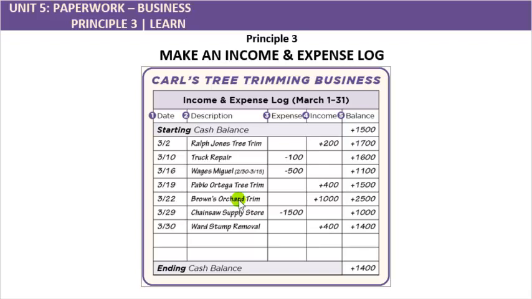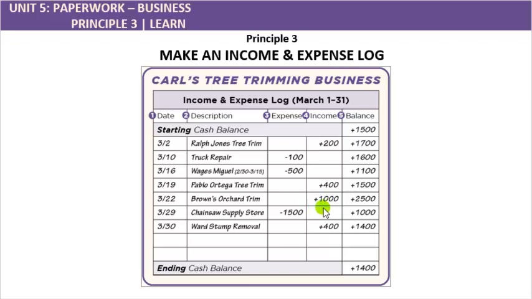So he earned how much? Carl started out with 1,500 in his cash balance at the beginning of the day, and he worked at Brown's Orchard for 12 hours. So this is how much he earned. Have you seen it? So it's what? Income. Money came into his business, so income of this amount.